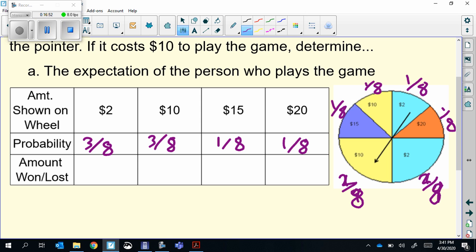We're going to figure out the expectation for each of these. So this is doing the amount won or lost, for each part. This is our probability times the amount for each part. So that would be 6/8. Yes, that can reduce, but that's okay. This would be 30/8, 15/8, and then 20/8.